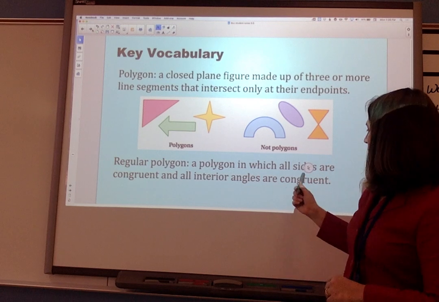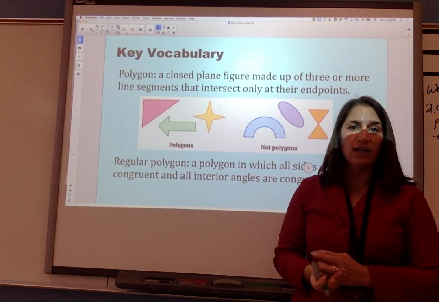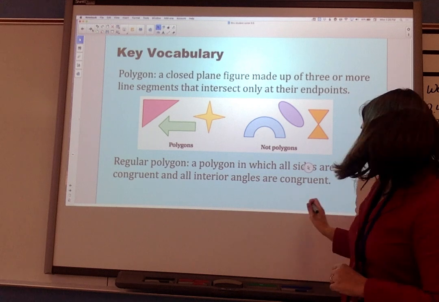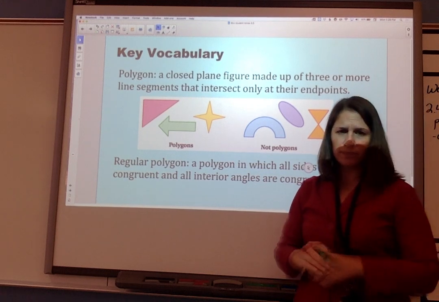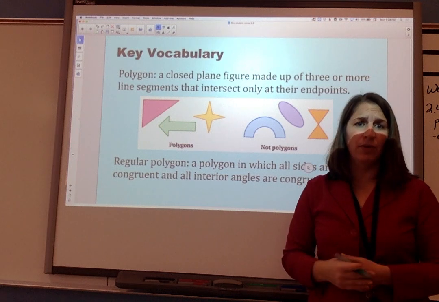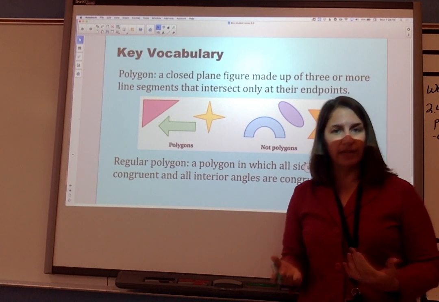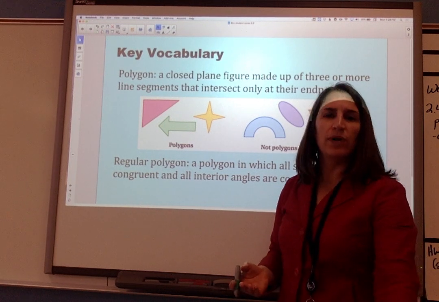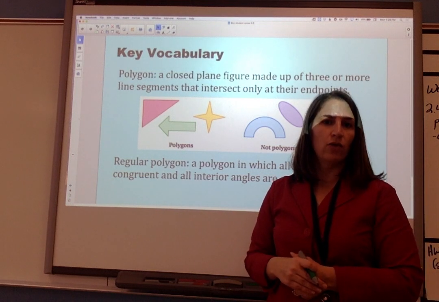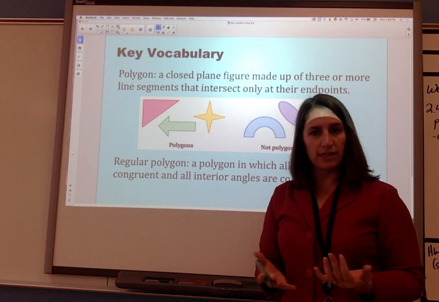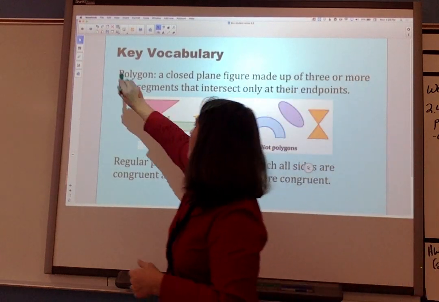A regular polygon is a polygon in which all sides are congruent and all interior angles are congruent. So a square would be an example of a regular polygon, as would an equilateral triangle, but we can see polygons of all numbers of sizes that are regular polygons as long as all sides and angles are congruent.